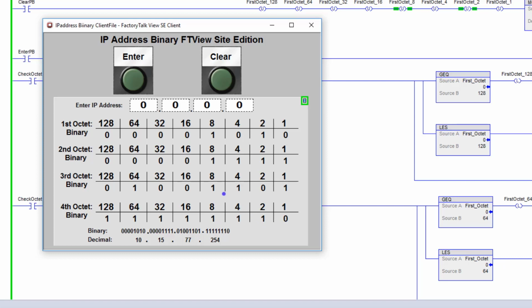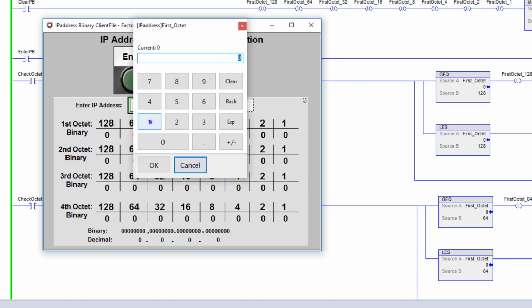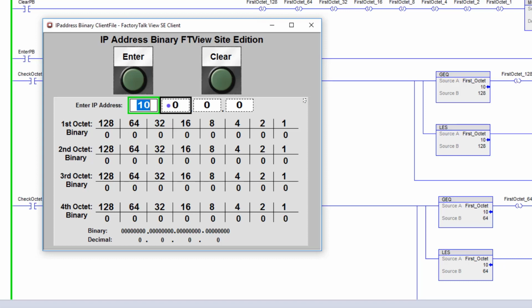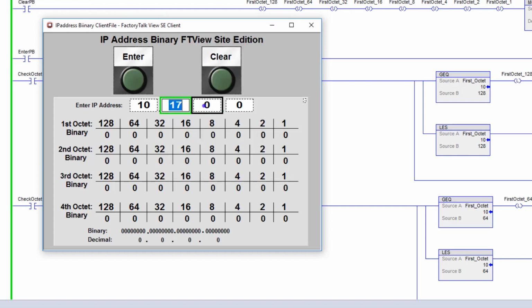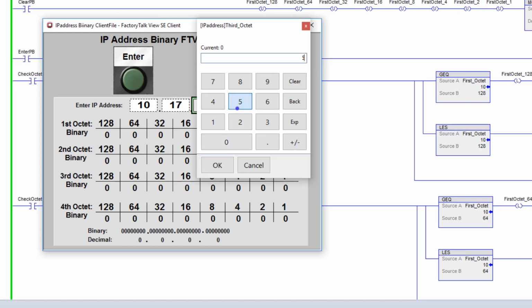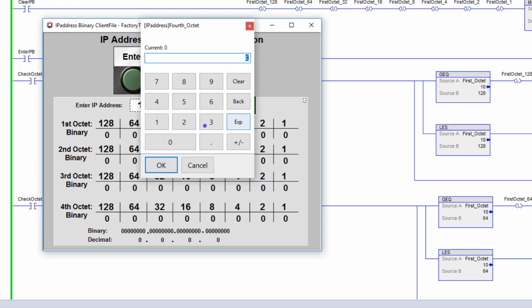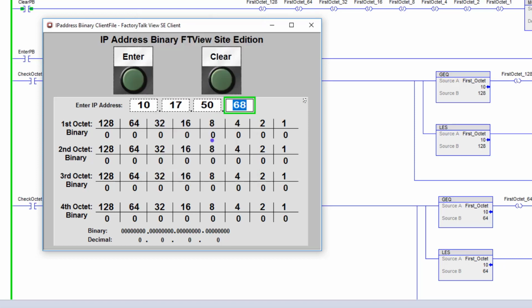So this is the reason why I built this app, so that you can easily break down the understanding behind it. Now, the app isn't exactly the prettiest thing in the world. Don't get me wrong. Let's do another one. Let's do 10, and let's do 17. Let's do another one of 50, just something random, and let's do 68. Okay, we'll load that in there.